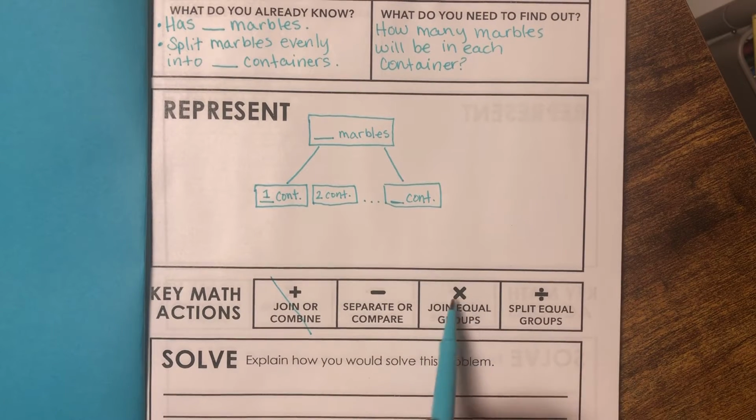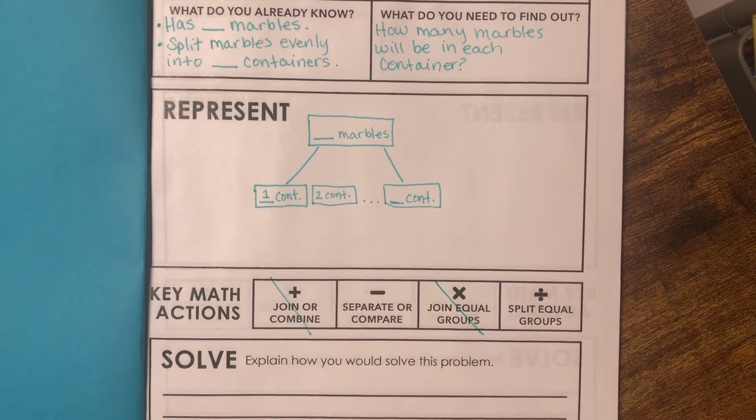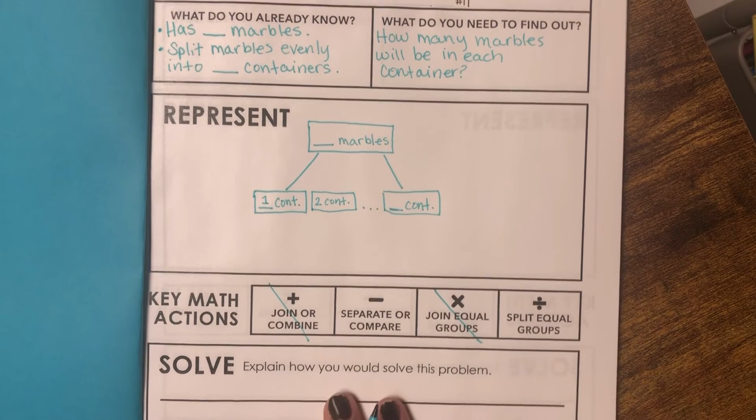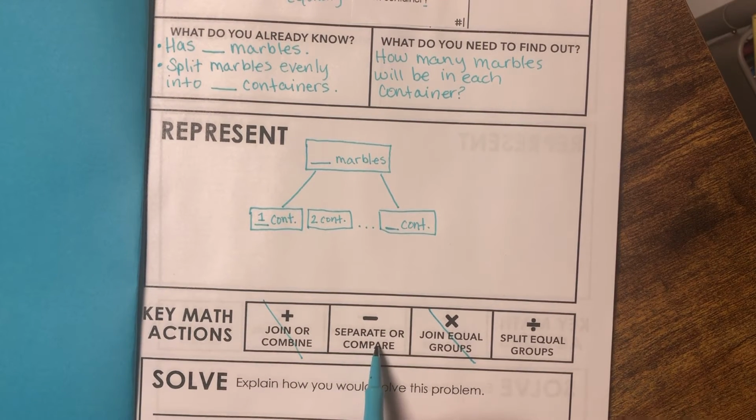And then over here, we see another action that says join equal groups. Now be careful, because we do see the word equal groups, but again, we just talked about how we're not joining, we're not making something increase in an amount. Okay. So now we're left with, are we separating, comparing, or are we splitting equal groups?